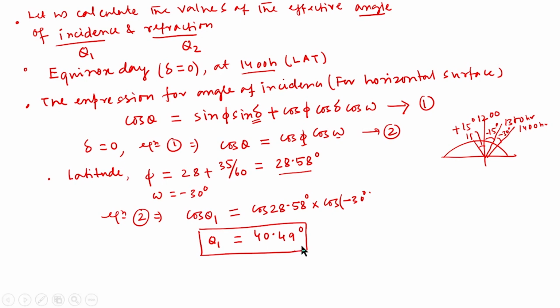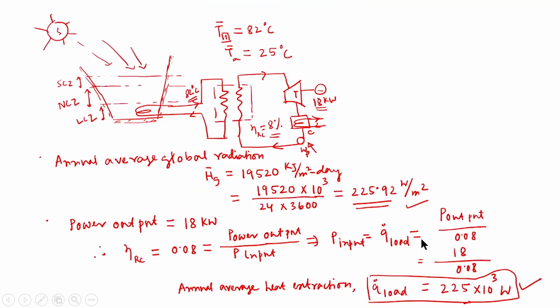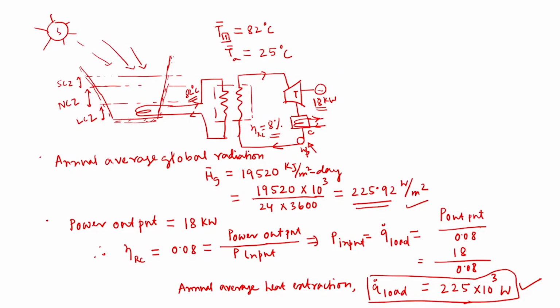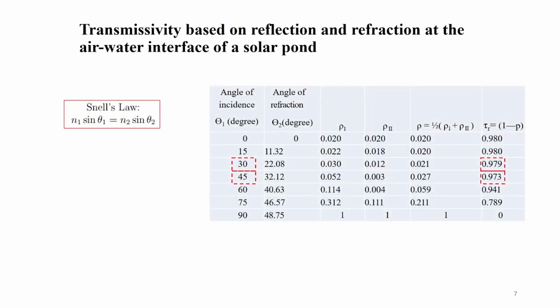Now, what we need to do? We need to find out tau r at this condition. You already know the expression we have shown. So, this tau r needs to be calculated. Let us see how this can be calculated at that angle. Already we know Snell's law and we know this chart. If we know the angle of incidence, then from that we can calculate what will be the tau r.